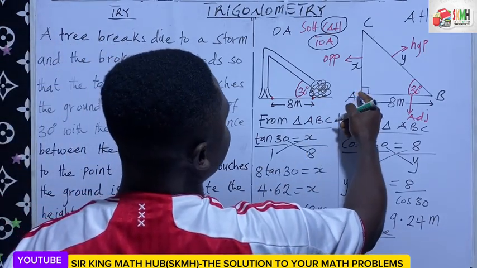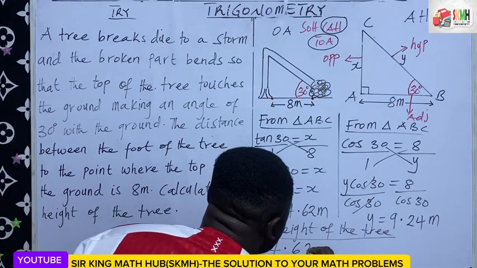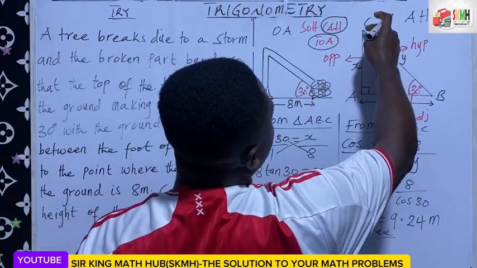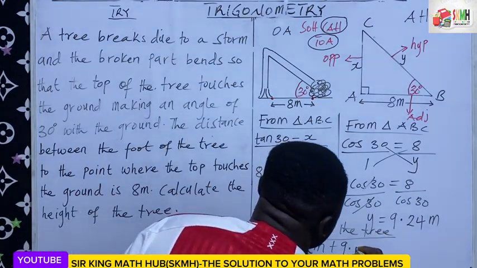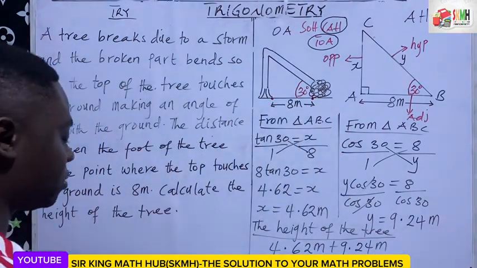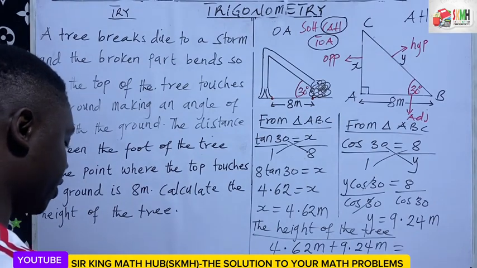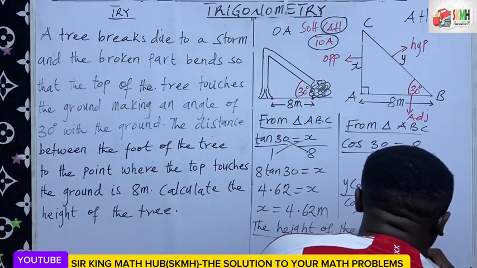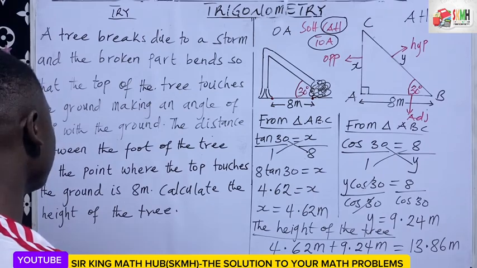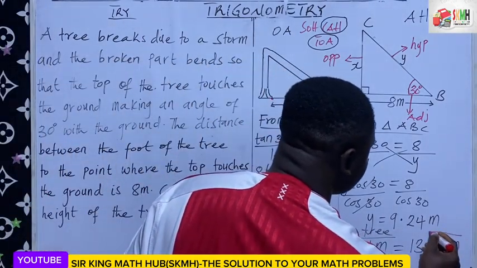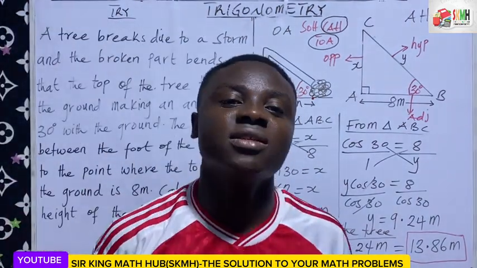The height of the tree will be the sum of this distance, from A to C, represented as x. And what do we get for x? 4.62 meters, plus the height from the bent part to the top of the tree, represented as y. And for y, we had 9.24 meters. So 4.62 plus 9.24 gives us 13.86 meters. So in conclusion, the full height of the tree measures 13.86 meters.